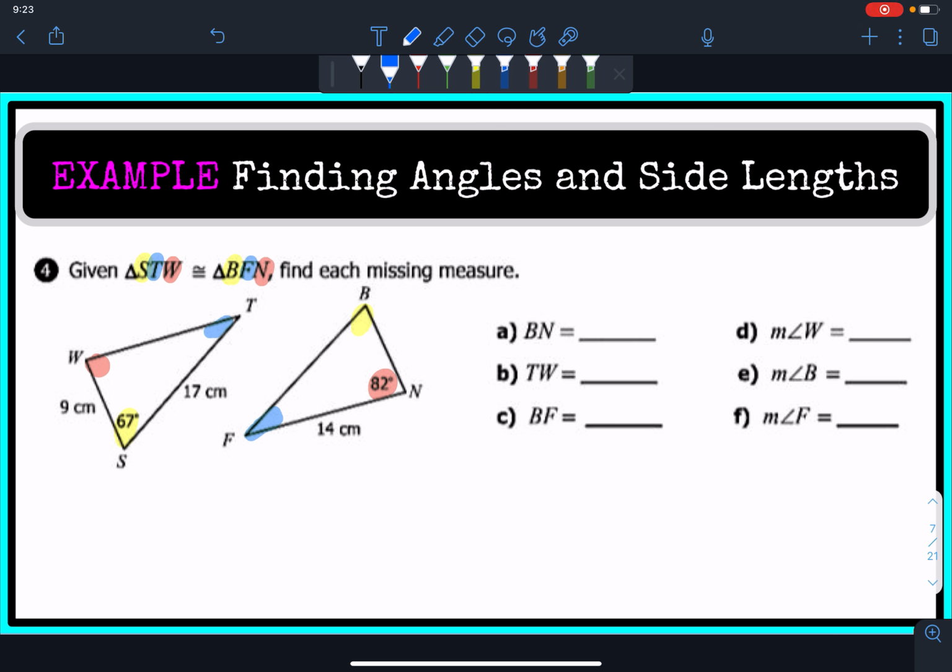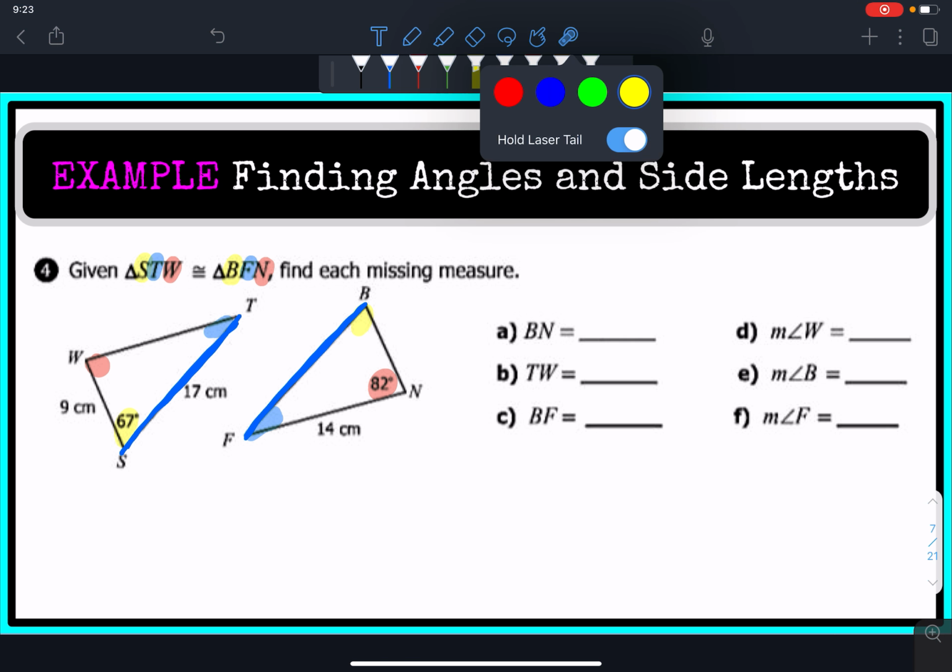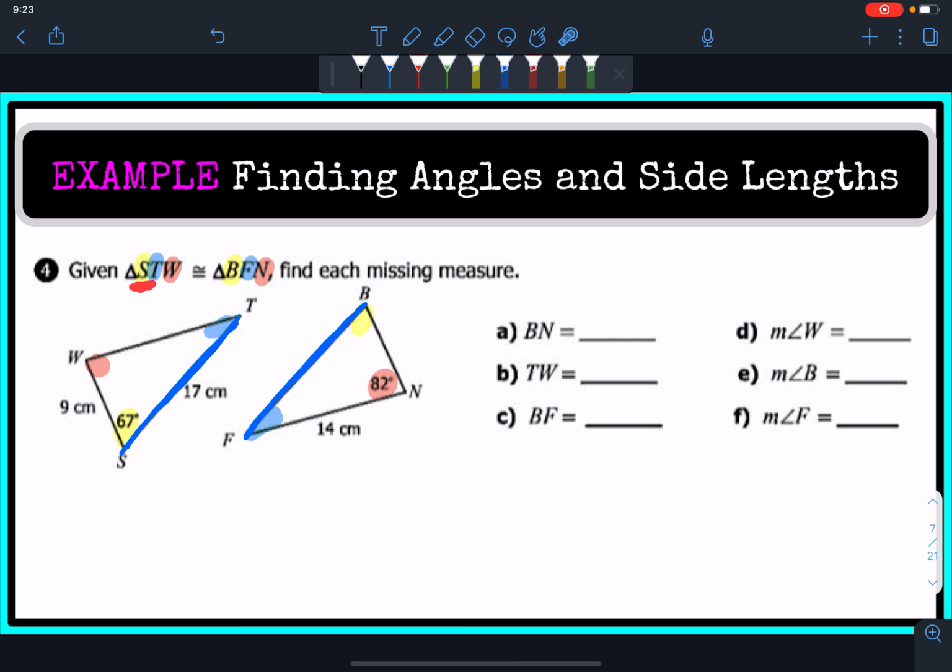So ST, which is this one right here from S to T, which uses the first two letters, would be the corresponding side to BF, which uses again the first two letters on the other triangle, BF. So again, ST. Let me use the red one. And so S to T, B to F.